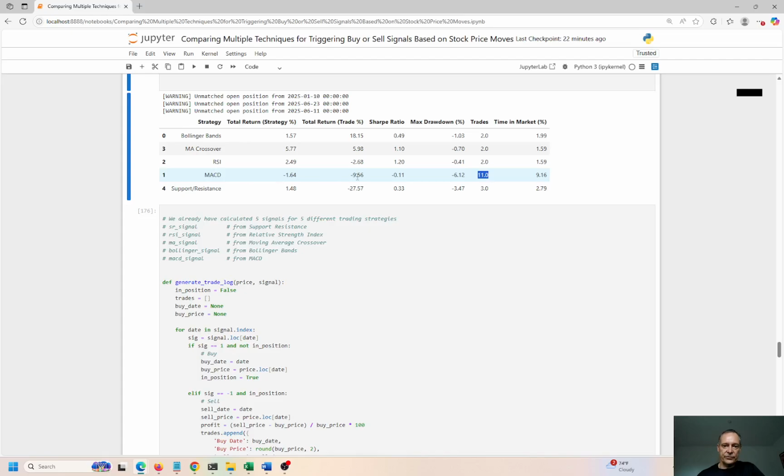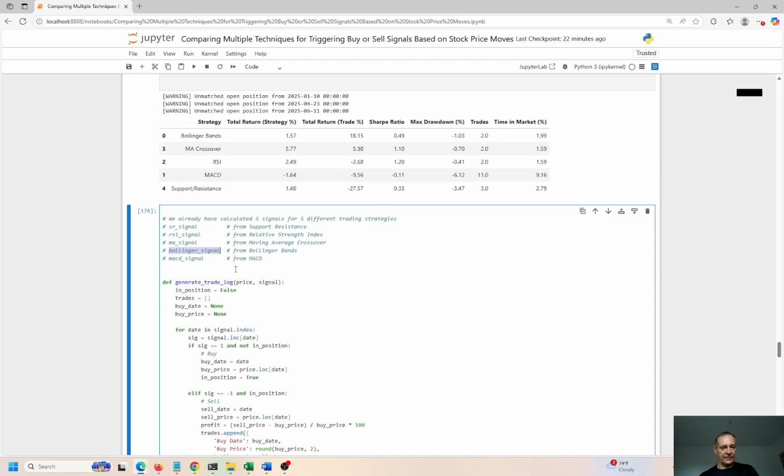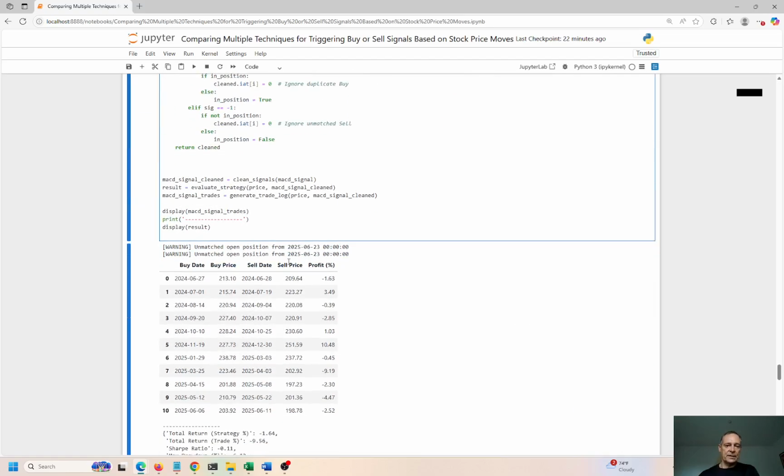If we look at another strategy, what performed pretty well? Bollinger Bands had just 2 trades within the year, but Bollinger had a total return of 18%. Right, so a lot of the time we're actually out of the market. We're not even invested, but we were invested 2 days that produce a pretty decent return.